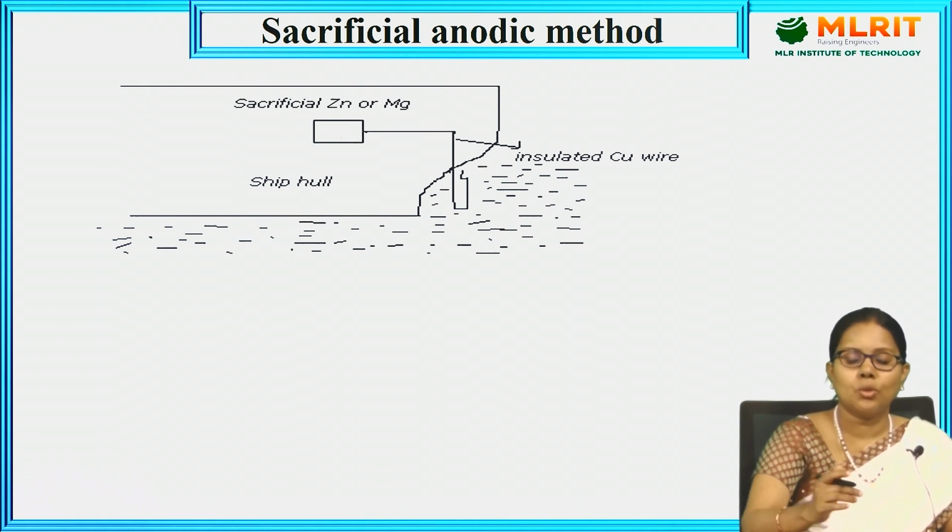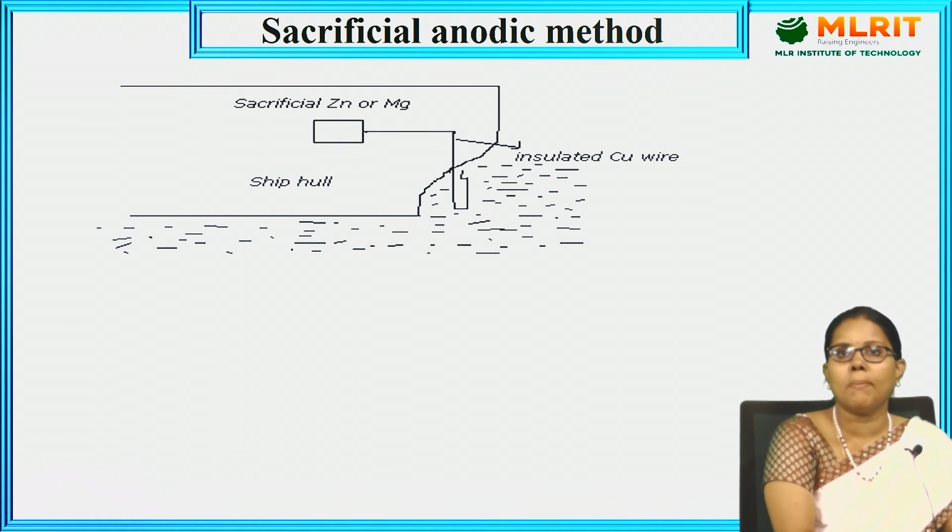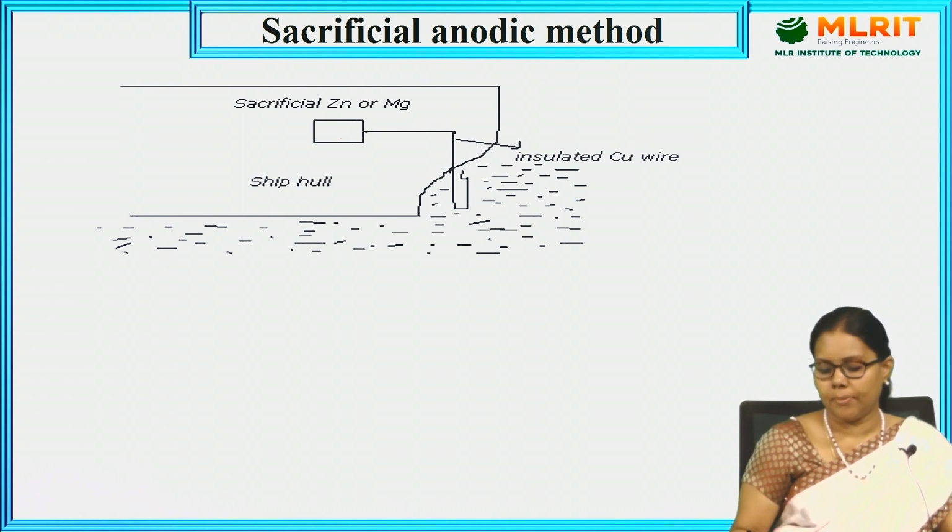which is connected to an insulated wire. If you see this picture, the ship hull is protected with the help of the zinc block or magnesium block which is sailing in the water, connected through insulated copper wire. One more example is the water tank.